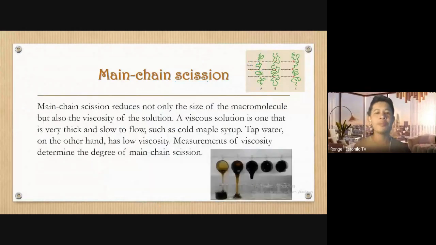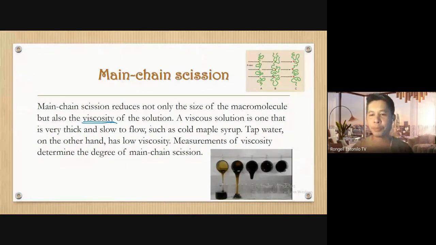Okay, main chain scission reduces not only the size of the macromolecule, but also the viscosity of the solution. So, for example, viscosity of the solution. Let's say, for example, mucus. When you blow your nose, it is thick. But it can become watery, like taho. It is no longer as thick.